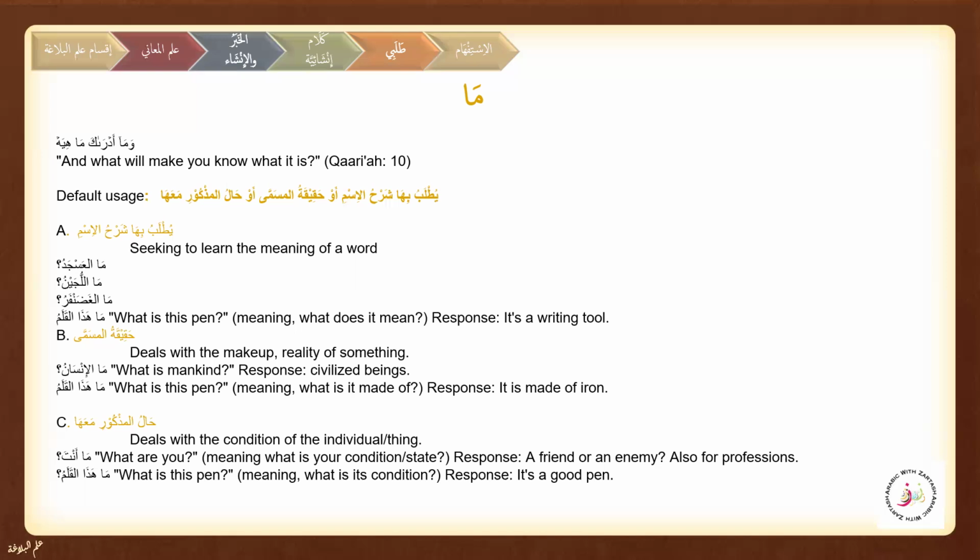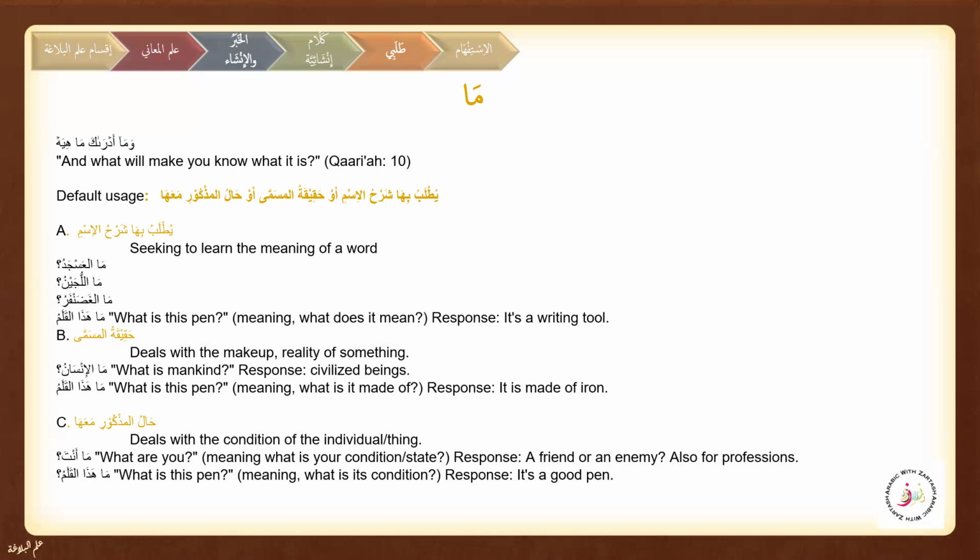Ma ghadanfaru, it is the word for lion, which is also called Asad in Arabic. Ma hazal kalamu, like someone hasn't seen a kalam before, so he can ask what is this pen, or kalam, like what does it mean, and the response can be it is a writing tool, or you can give other answers, like the advantages of the kalam.